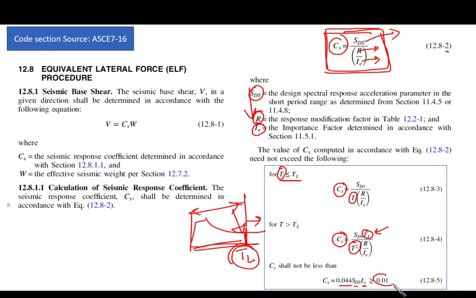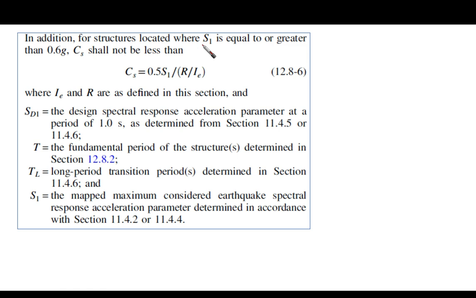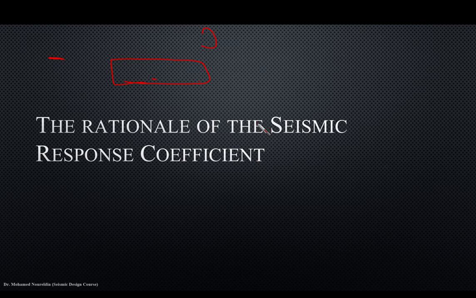At the same time, in addition, for structures located where S1 is equal to or greater than 0.6, this is for pulse-sensitive sites, Cs shall not be less than 0.5 S1 over R over IE. Okay, so these are the five equations that we have. Let's go and understand the rationale of these, the rationale for each equation of the seismic response coefficient.